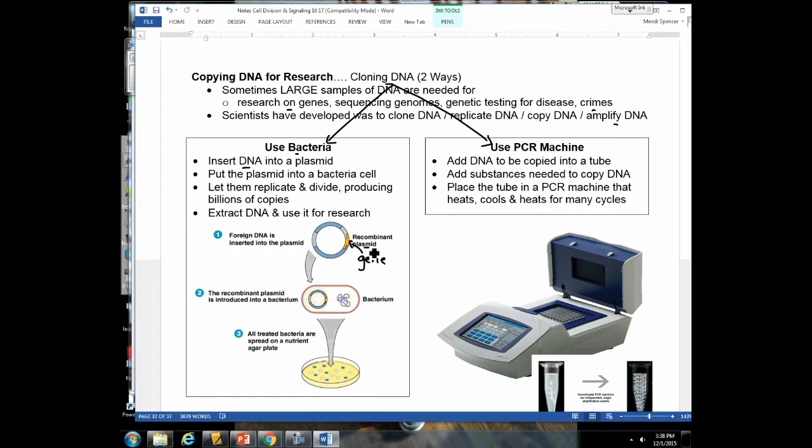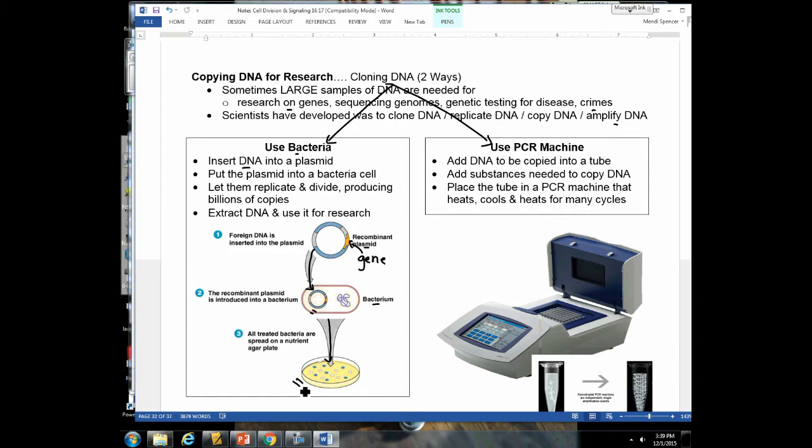So if we can insert a gene into a plasmid, and we can take this plasmid and we can put it into a bacteria cell. And then we take that bacteria cell and we put it on a growth medium, an agar plate. Then that bacteria cell is going to divide into 2. And then it's going to divide into 4. And it's going to divide into 8 and so on. And every time it divides, it copies its DNA. So we're going to get a ton of copies of this DNA. We can then pull the DNA out of the bacteria cell and we can analyze it. But again, this is kind of the old school method of copying DNA or cloning DNA, is using bacteria.